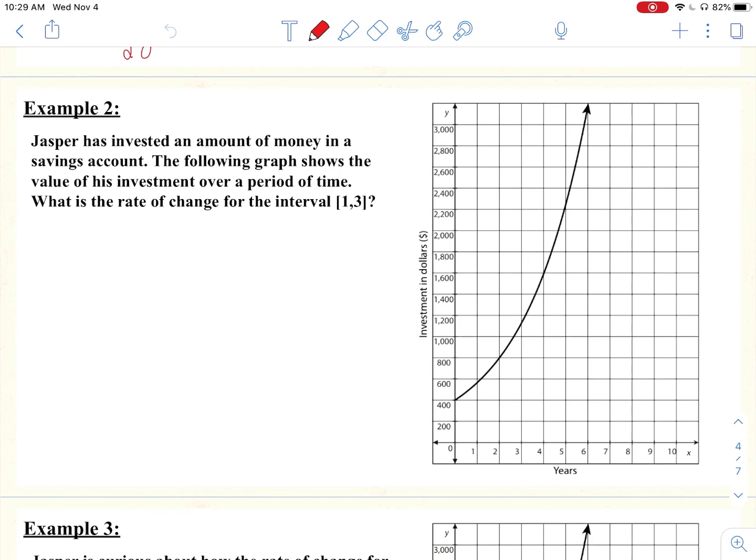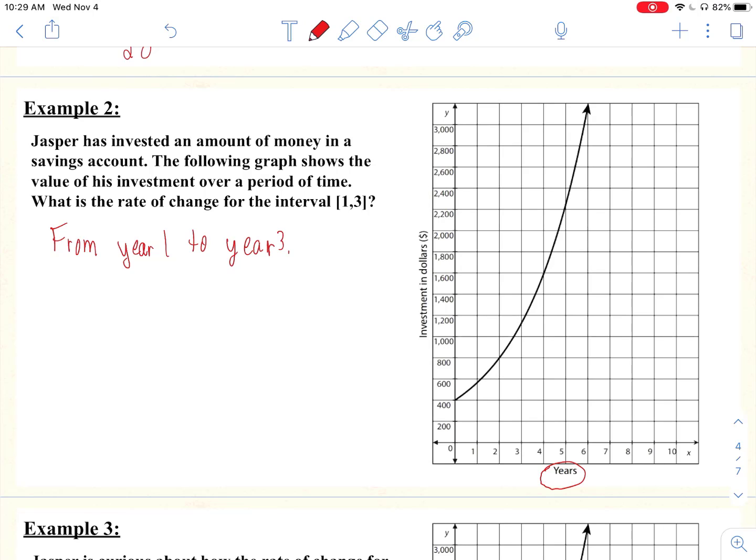Jasper has invested an amount of money in a savings account. The following graph shows the value of his investment over a period of time. What is the rate of change for the interval from 1 to 3? And here we're dealing with years, so we're trying to find the rate of change from year 1 to year 3.